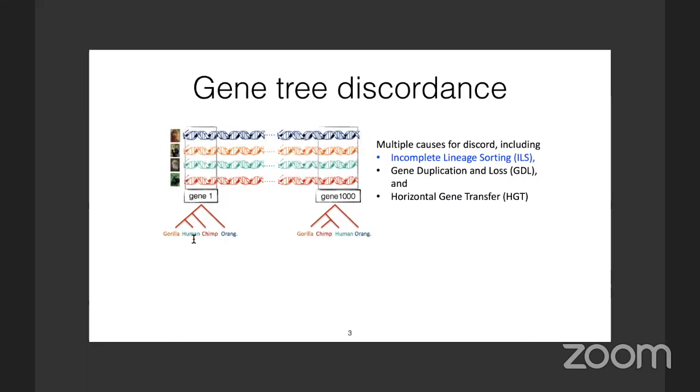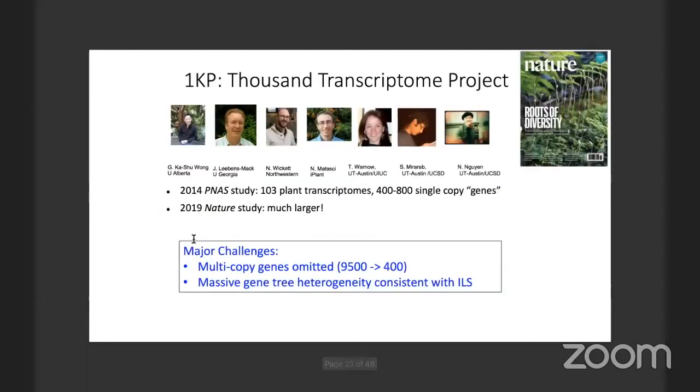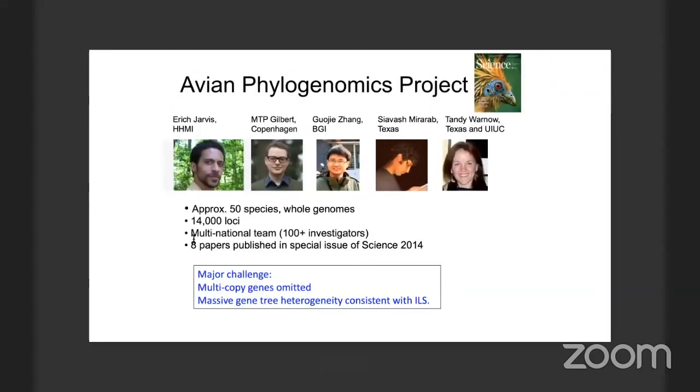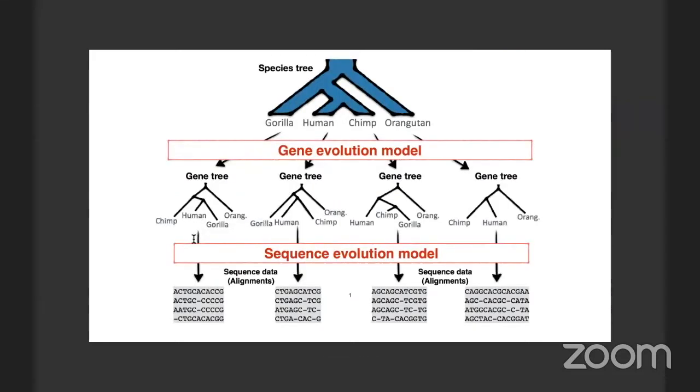The nice thing about having a nice mathematical model is you can prove theorems, and therefore you can get identifiability and statistical consistency. And that's what we're going to do next. But also, it occurs all over the place. This is a study that was published in Nature about 1,000 plant transcriptomes, and lots of gene tree heterogeneity consistent with incomplete lineage sorting. Same thing for the avian phylogeny published in Science. Massive gene tree heterogeneity consistent with incomplete lineage sorting. So we've got this challenge that we have to address this because it happens in biology.